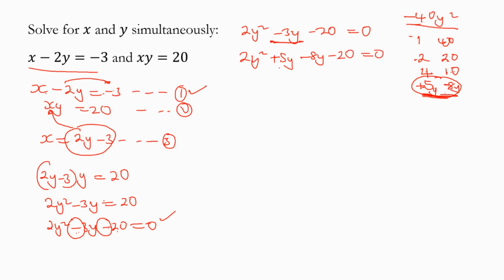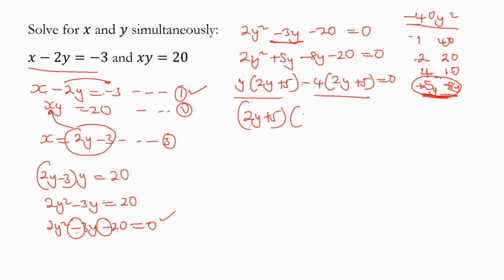And then we factorize by grouping in pairs. So the first pair, the highest common factor is y, so it becomes y times 2y plus 5. And then the second pair, the highest common factor is negative 4, and then it becomes negative 4 times 2y plus 5, equal to 0. Okay, we have two terms here with the highest common factor of 2y plus 5. We factor it out, the bracket 2y plus 5. And then the other second bracket, we're going to have y minus 4. 2y plus 5 times y minus 4 is equal to 0.